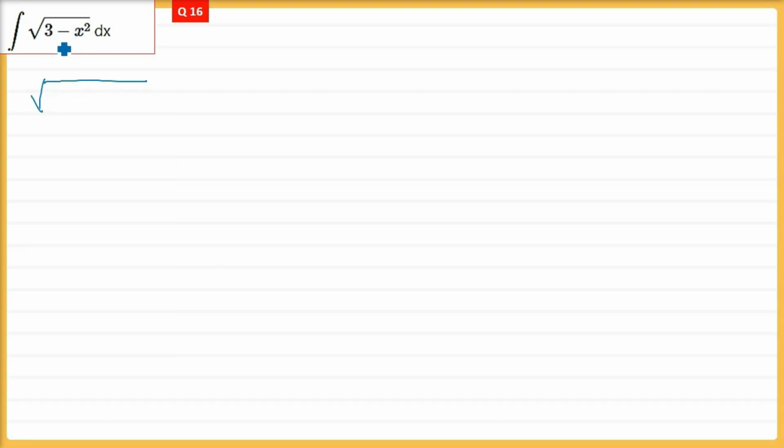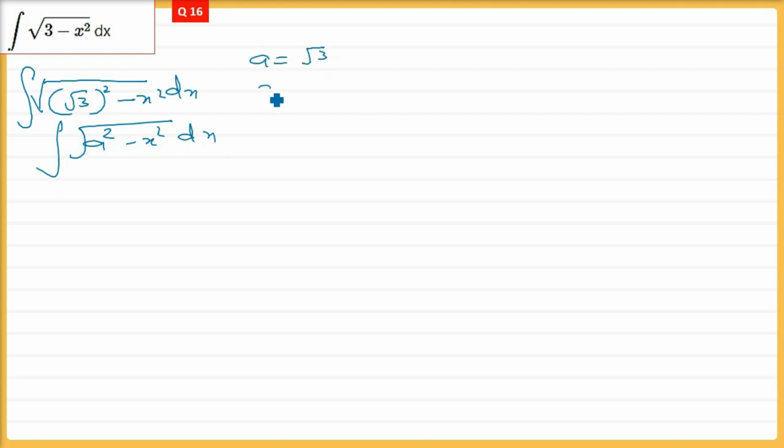So under root 3 minus x square, you can write under root 3 whole square for 3 minus x square. So integration of under root a square minus x square you have to perform. So this formula you are already aware. So a will take it as root 3 and x as x. So I'm just directly using the formula now.